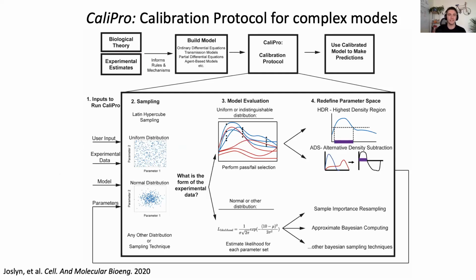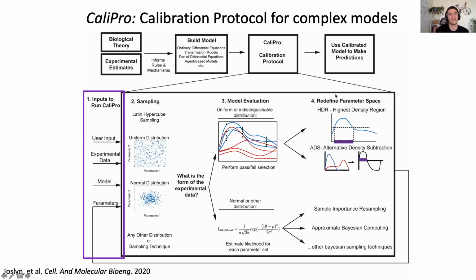The model will be run for each of those different parameter combinations. And then there's going to be some model evaluation step where we determine for each of those model runs how closely those model runs align with the experimental data that we're trying to match to. Then we will step through what's called redefining parameter space, which is a method of narrowing in on those runs that actually do fit the experimental data in hand. And then we're going to resample that parameter space that we've redefined and work through the CaliPro process in this iterative fashion until eventually we've got a calibrated model that can start to make predictions.